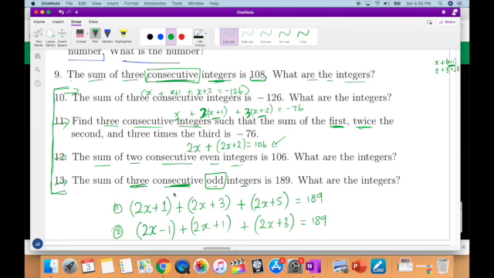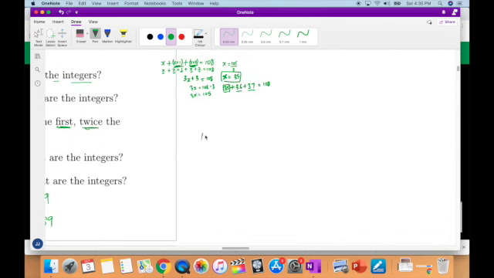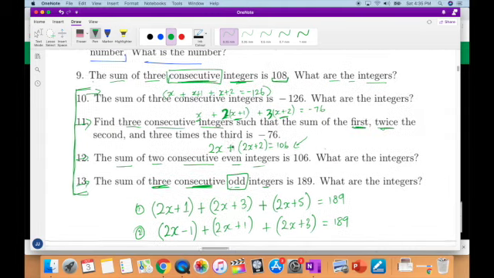Alright. So now that we have the equations, call out the equation for number 10 for me. x plus x plus 1 plus x plus 2, equal to what? Negative 126. And number 11. x plus 2x plus 1.